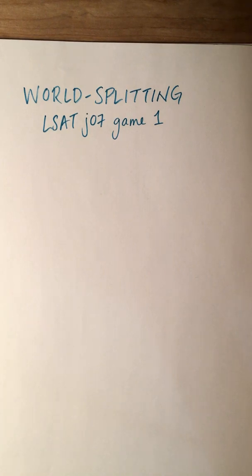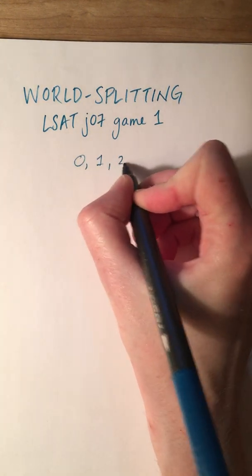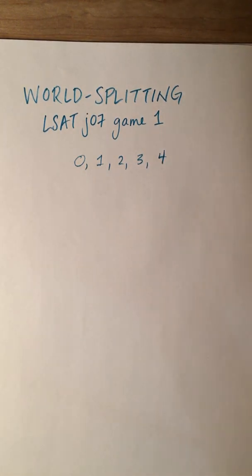In this video, I'm going to be demonstrating how to create every possible world for Game 1 from the June 2007 prep test. In doing so, I'll be demonstrating the world splitting technique. In this particular game, we have 5 digits as our players: 0, 1, 2, 3, and 4. We're simply arranging them in a line.